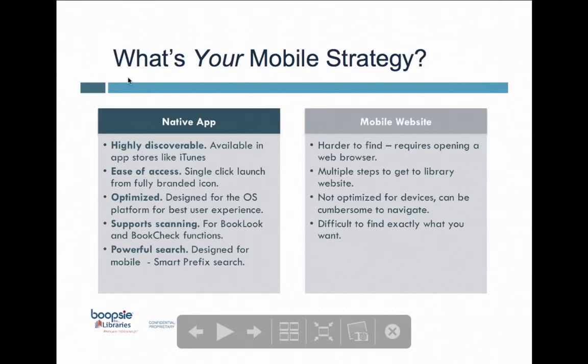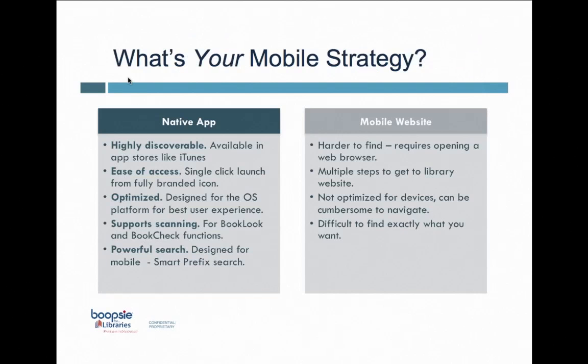And again, a question that I think every librarian needs to ask themselves is, what is your mobile strategy? How is your library reaching students on their mobile devices? I think it's a question that's not asked often enough, especially given all the statistics. So the native app, again, it's highly discoverable. It's in iTunes. Once it's downloaded, it's loaded permanently on that mobile device unless they remove it. Ease of access, it's a single tap or click launch to access this fully library branded app. They're optimized for each different type of operating system.